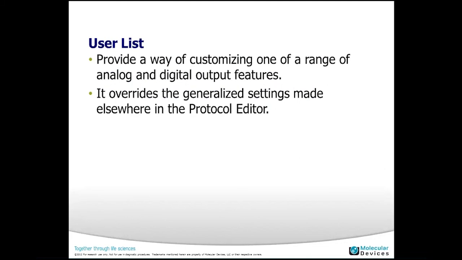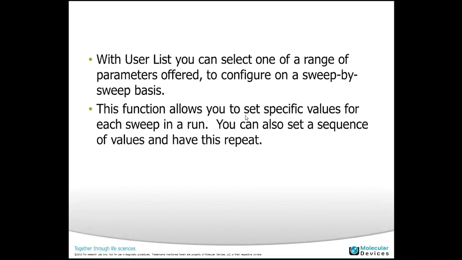Now, User List is one of my favorite features that I want to share with you. The User List provides a way to customize a range of the analog and digital output features. I have a live demonstration at the end of my presentation. You can easily see it. It's very useful. Basically, after you use the User List, it will override the generalized setting made elsewhere in the protocol editor. You can select a range of parameters to configure on a sweep-by-sweep basis. These functions allow you to set specific values for each sweep in a run.